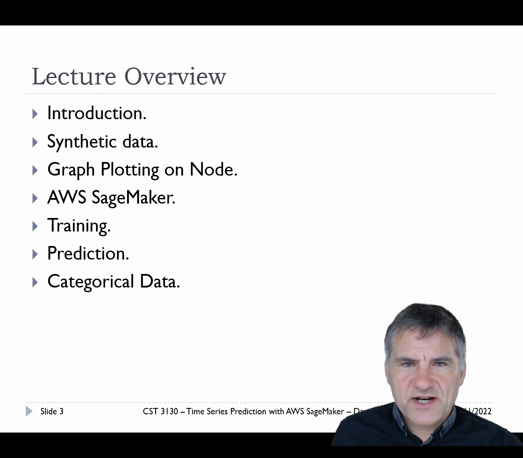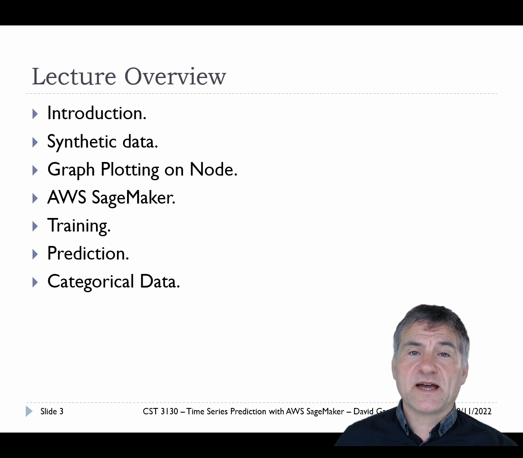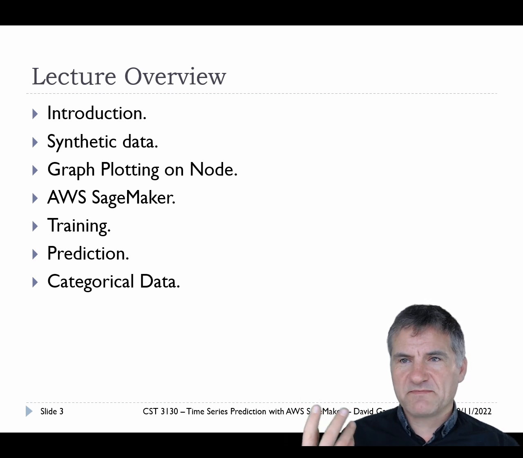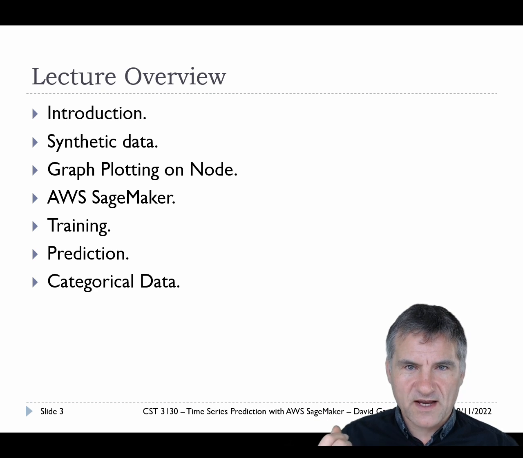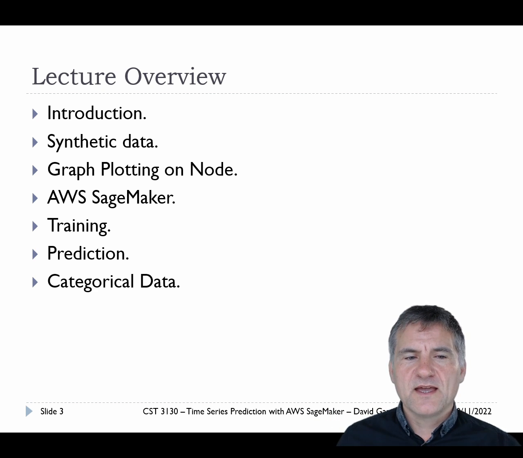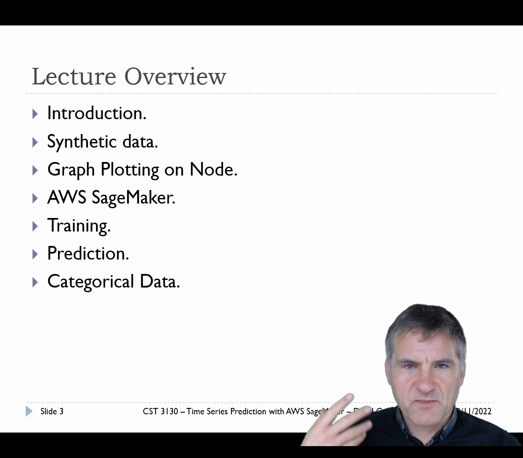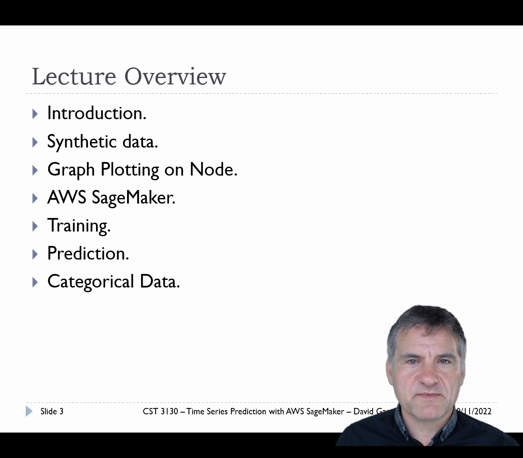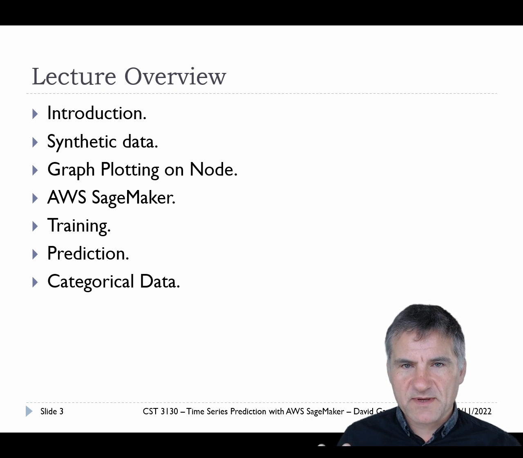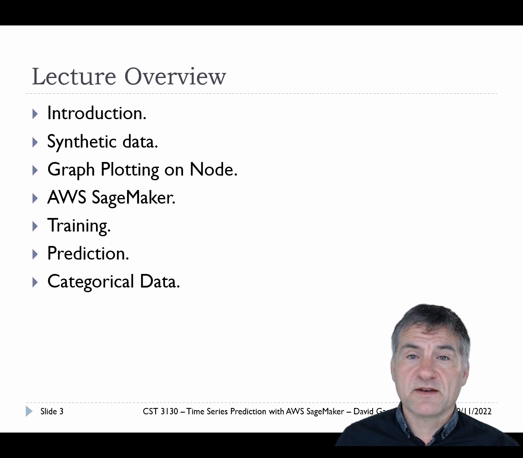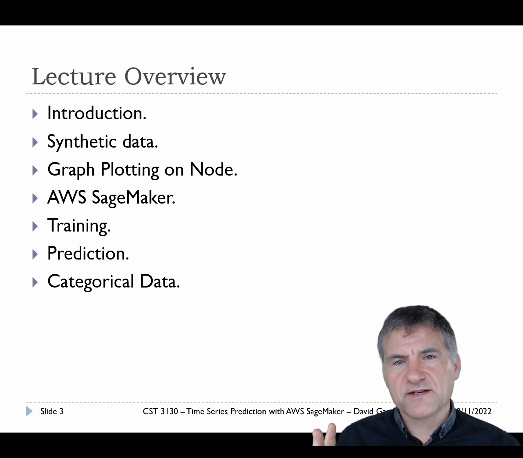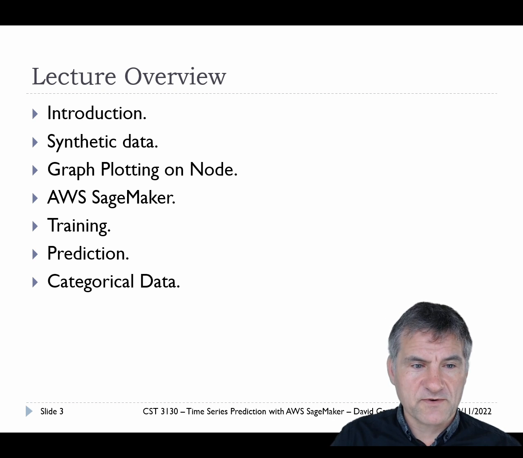So a little bit of an introduction about machine learning. Then I'm going to talk about the synthetic data. This is data I've generated for you to check that your machine learning works for this module. Then I'm going to show you how to graph plot on Node. I've already shown you how to do front-end graph plotting, but this is more used for the exploratory process of machine learning. Then I'm going to introduce AWS SageMaker, which is the machine learning service on Amazon Web Services. Then we can talk about how you can use this service to train up a model and then use that model to generate predictions about your data. And then at the end, I'll just say a little bit about categorical data.